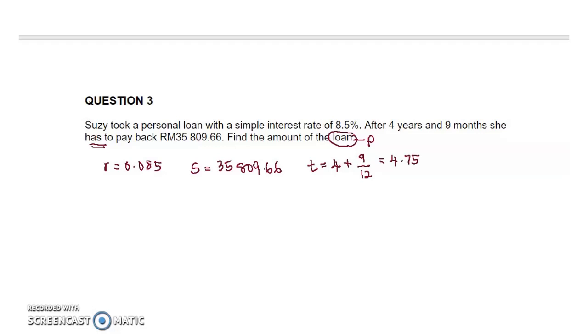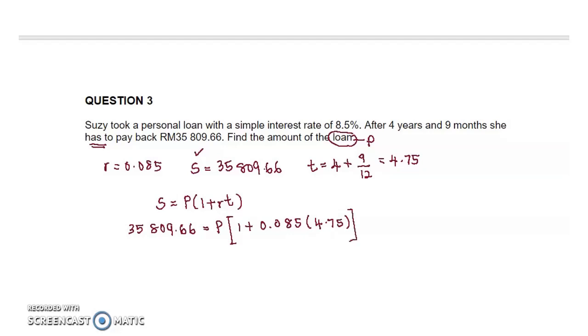Okay, now we want to find value P. Since we have info about S, use the formula for S. So we know that S is 35809.66. So we want to find P times (1 + RT), with R 0.085 and T is 4.75. So again, solve the value in the bracket first.